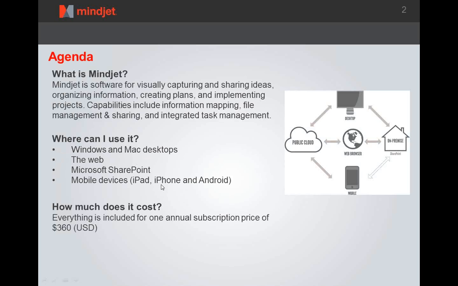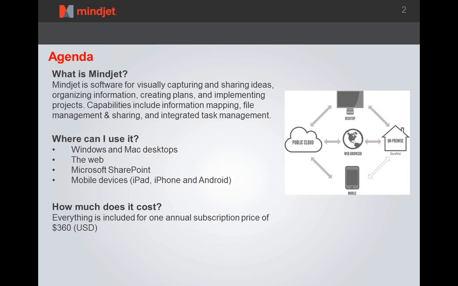So what is Mindjet? Mindjet is a software for visually capturing, sharing ideas, organizing information, creating plans, and working across teams to implement projects. The capabilities include information mapping, file management and sharing, and task management. When you buy a subscription to Mindjet, you get access to the total sum of all of Mindjet's products, those being the Windows and Mac desktop products, the web-based mapping product, and the task management project, which is found on all of the on-the-go devices, those being the iPhone, iPad, and Android.